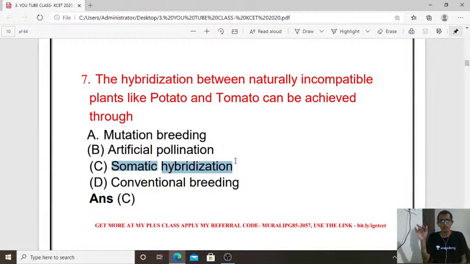So here we say potato and tomato. The hybrid plant, because of this one it is called tomato.